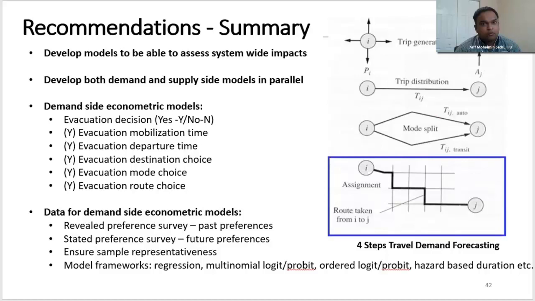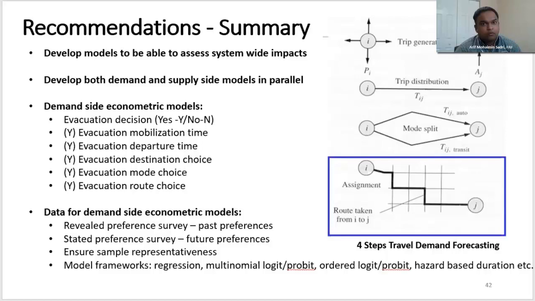So now when we say evacuation modeling, it consists of multiple models. When we are doing the survey, it's very important that we capture the sample representativeness. Because again, the decision depends on the age, gender, income, the background I have. My decision is a function of all those socio-demographic factors.